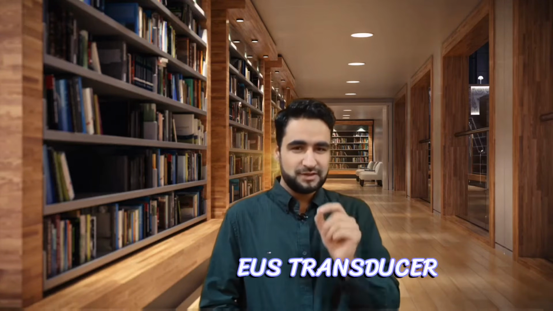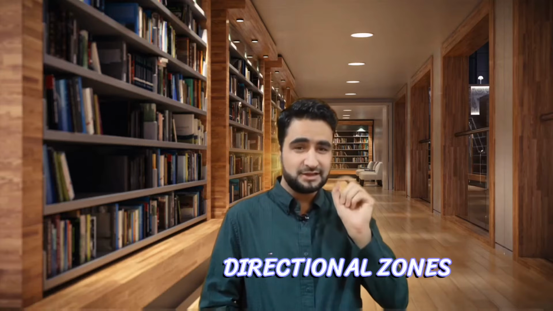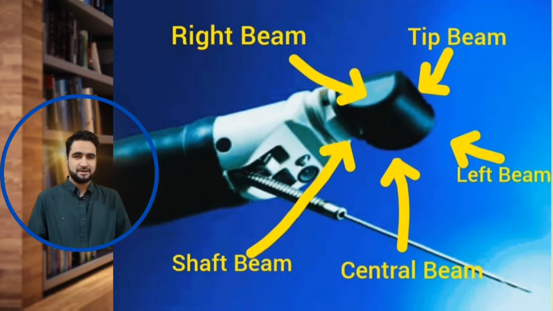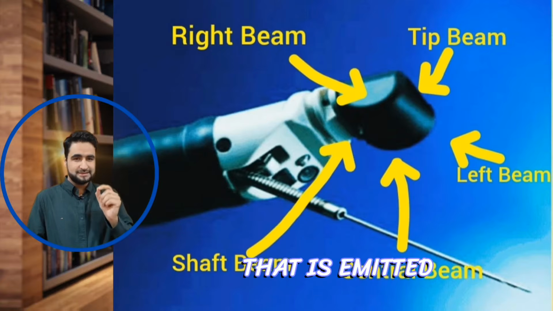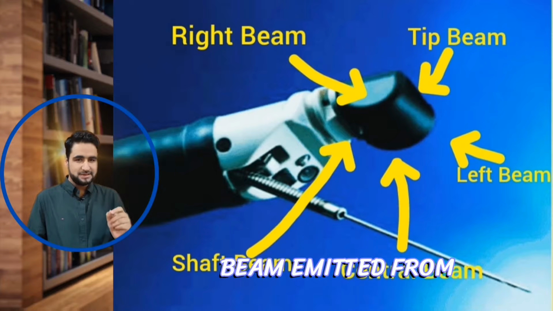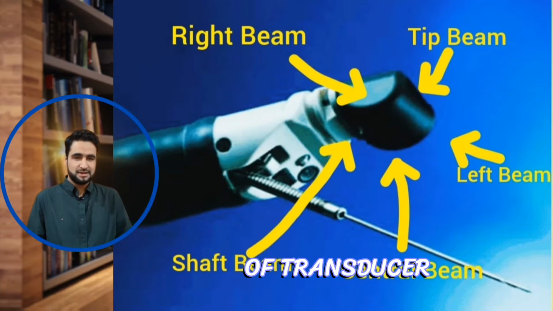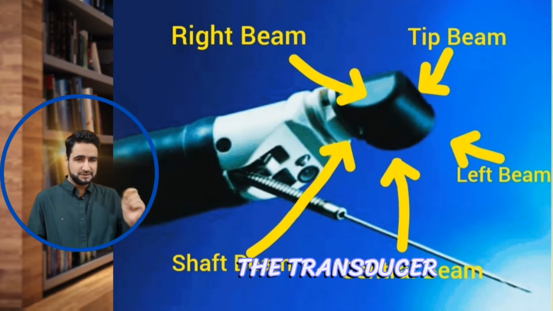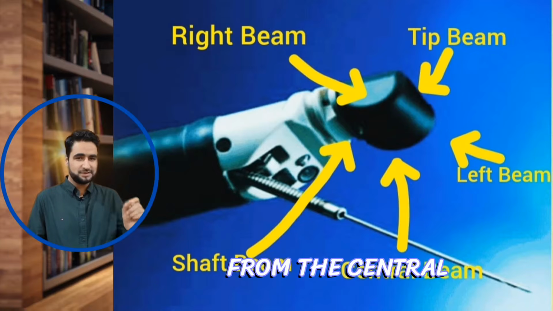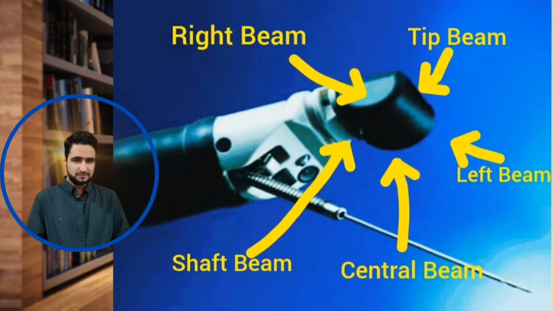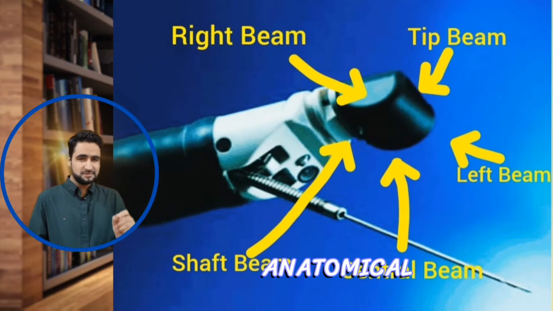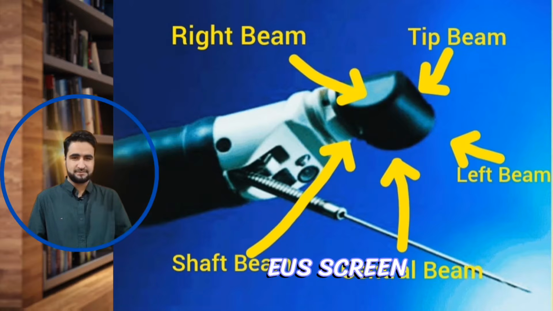The division of EUS transducer into 5 directional zones based on orientation of ultrasound beam emission. First is tip beam, that is emitted from the distal end of the transducer. Shaft beam emitted from the proximal end of transducer. Right beam from the right side of the transducer. Left beam from the left side. And central beam from the central axis of the transducer. This classification simplifies the understanding and interpretation of anatomical structures on the EUS screen.